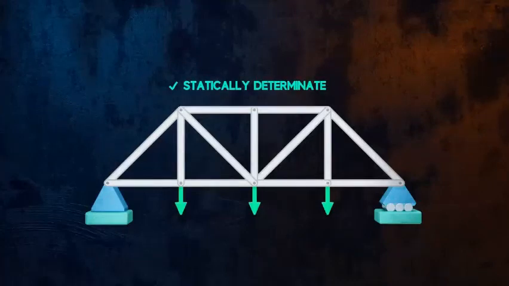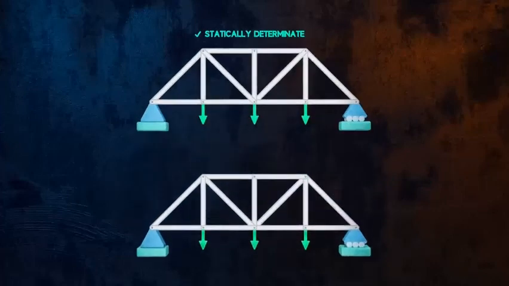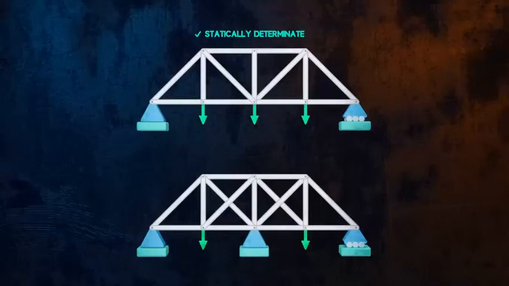Real-life structures sometimes contain more members than are needed for the structure to be stable, as this makes them safer. This means we may not be able to apply the method of joints or the method of sections, because we have too many unknowns and not enough equilibrium equations, either to determine the reaction forces or to determine the internal forces within the truss. These trusses are said to be statically indeterminate, and would need to be solved using other methods like the force method or the displacement method, which I won't get into in this video.